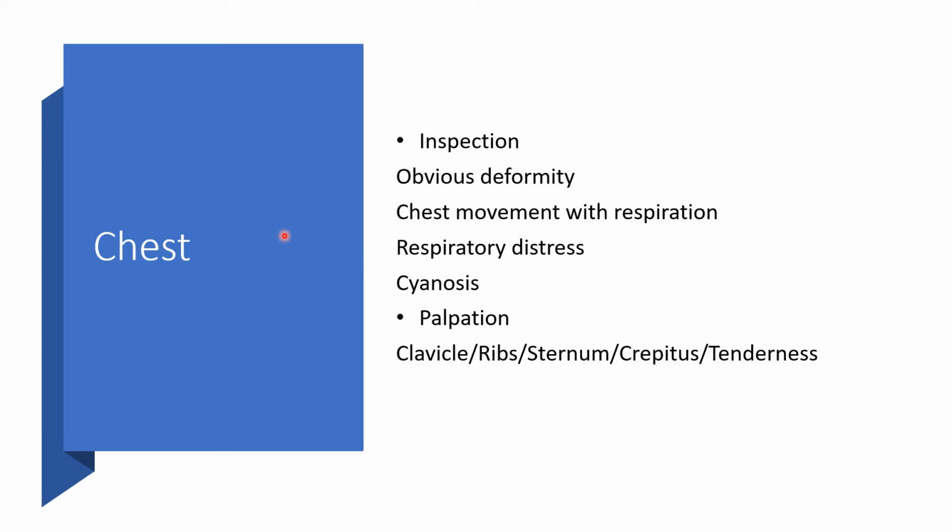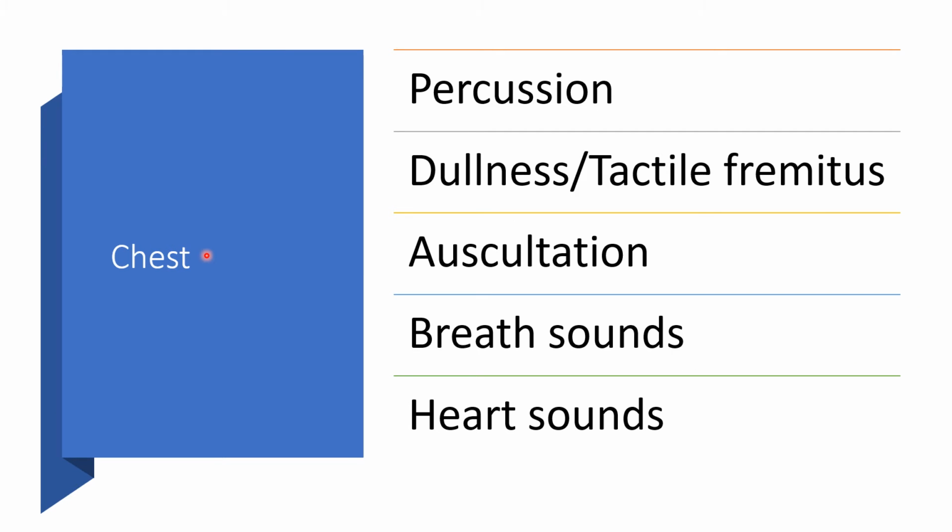The chest region will be inspected for obvious deformity, chest movement with respiration, respiratory distress, and cyanosis. And then we'll palpate for the clavicle, the ribs, the sternum, crepitus, or tenderness. Still at the chest region, we'll have percussion of the chest, checking for dullness, and also we'll have tactile fremitus done. At this juncture, we can then auscultate for breath sounds and heart sounds.